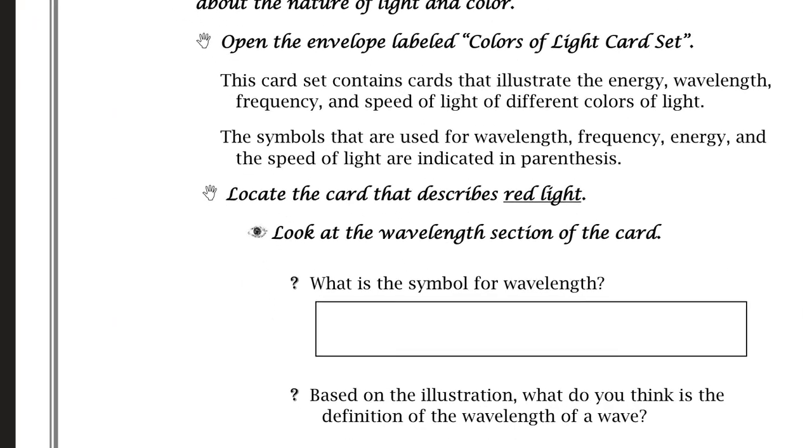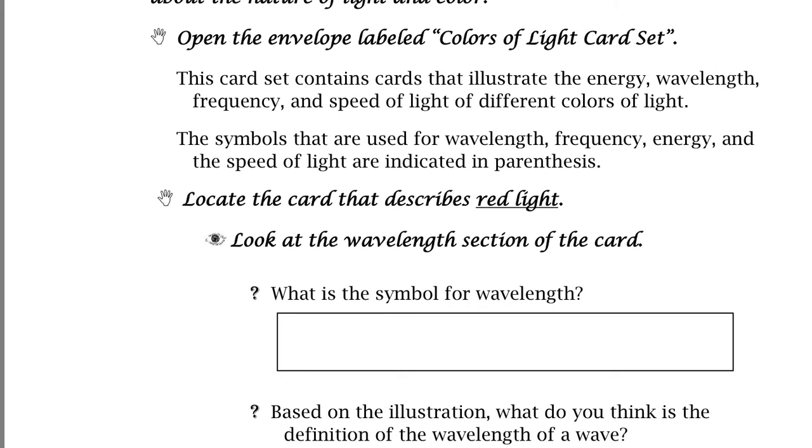All right, the next one says, in order to understand Bohr's model, we need to learn a little bit about the nature of light and color. You're going to open up the envelope labeled Color of Light's card set, and these are located in the front of the room. The card set contains cards that illustrate the energy, wavelength, frequency, and the speed of light of different colors of light. The symbols that are used for wavelength, frequency, energy, and speed of light are indicated in parentheses. Now you're going to follow these directions.